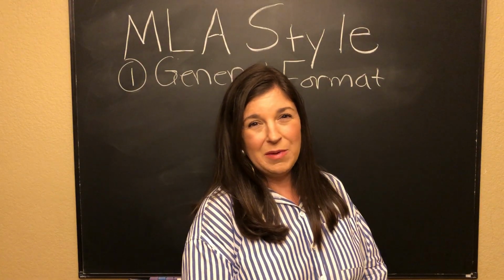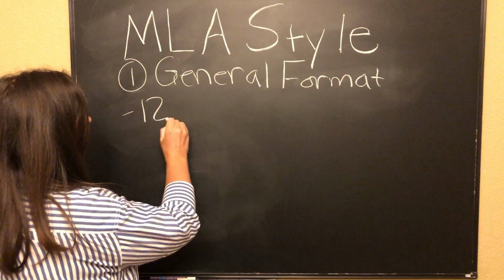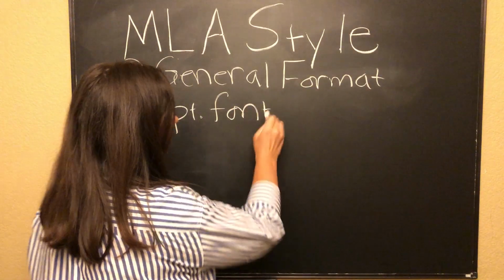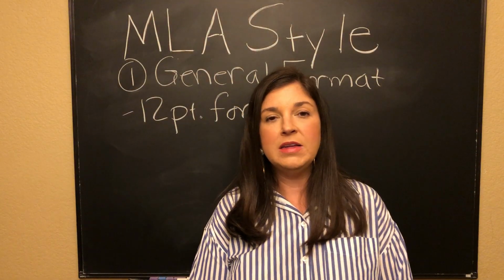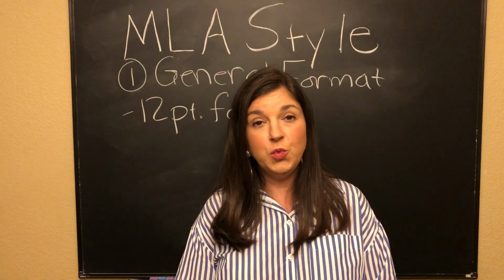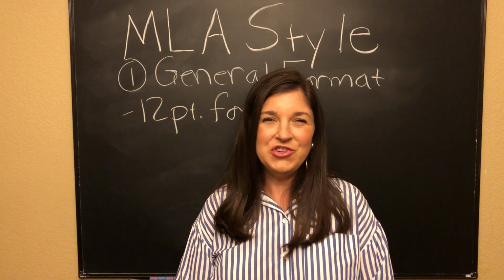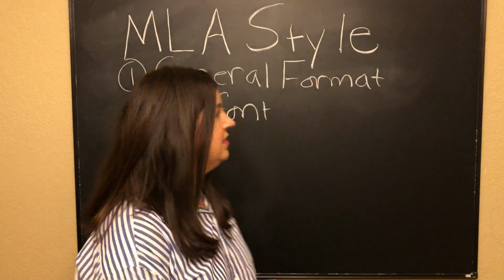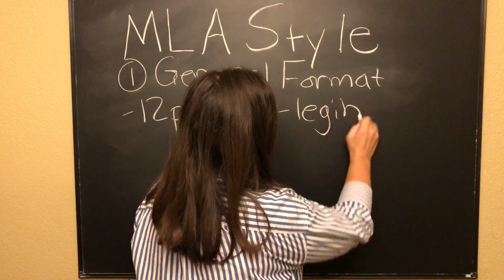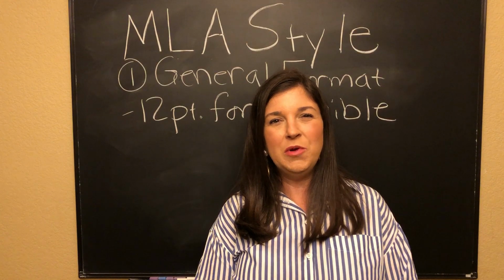When you go to type up your paper, you are going to use a 12-point font. So you will use a 12-point size font. And a lot of people think that MLA asks you to use Times New Roman font, which you will often see as a suggestion. But what MLA says is to use a font that is legible. So a 12-point size, a very legible font.